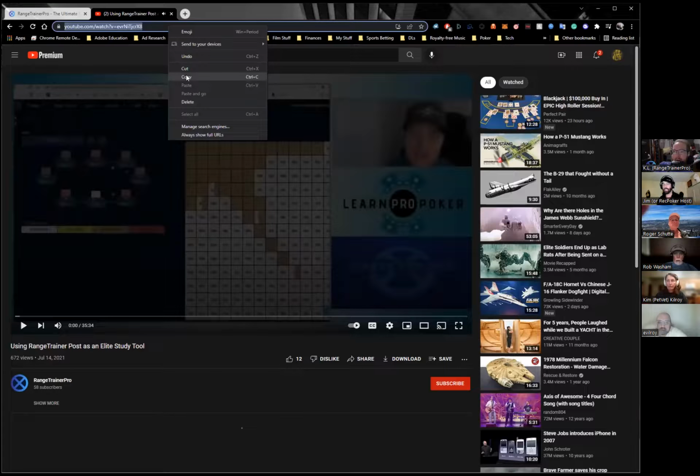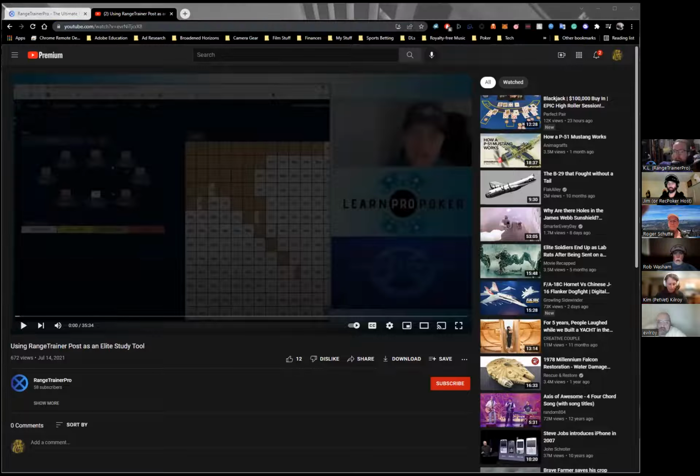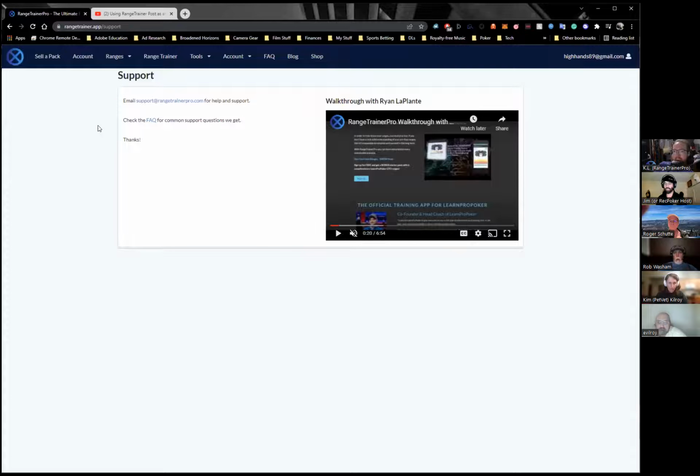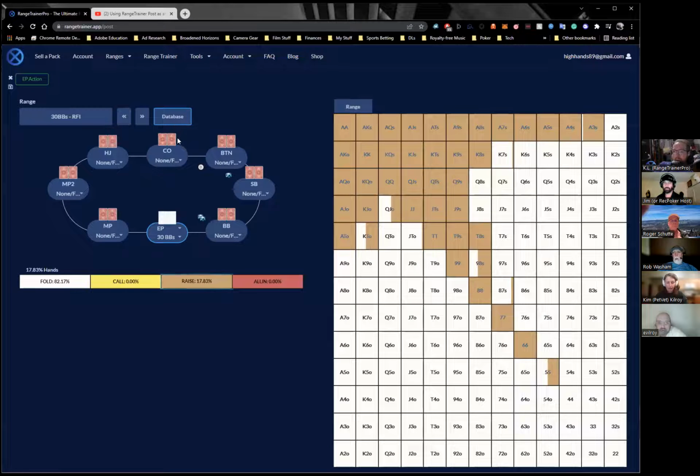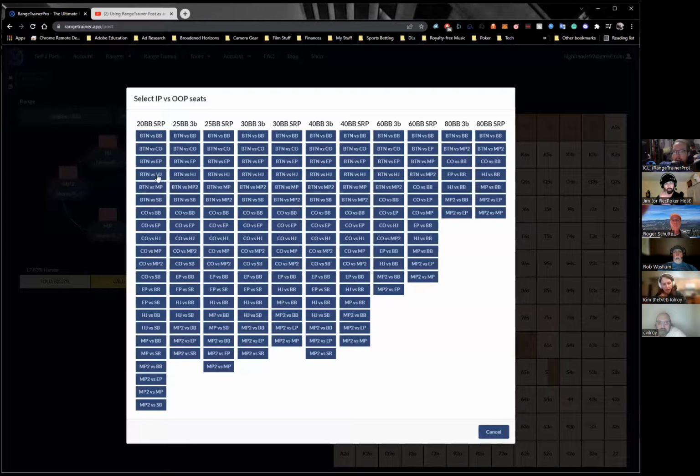Kim says she did bring up a hand, middle position raise versus small blind call. Kim, do you remember what the stack sizes were that you're trying to drill down into? Yeah, blinds are 500, 1K, 1K. I think we're pretty deep, but not super deep, at least 30 big blinds deep. Okay, so let me see what we can do here.